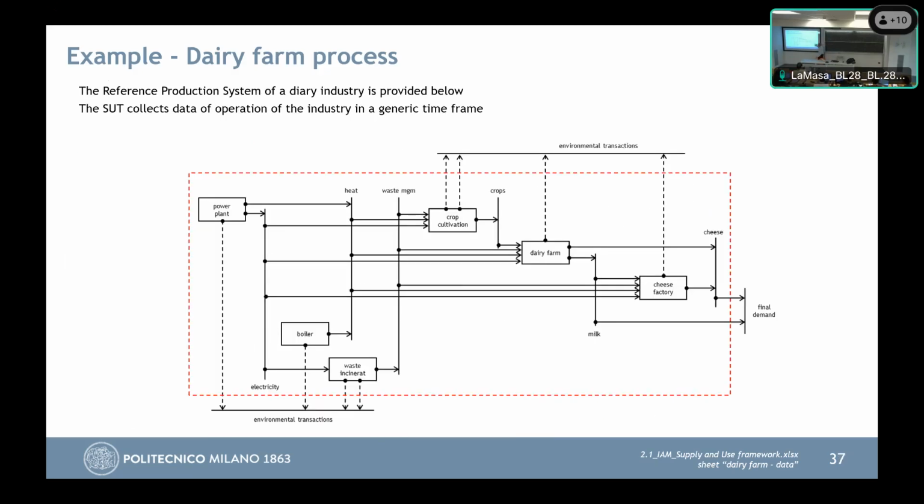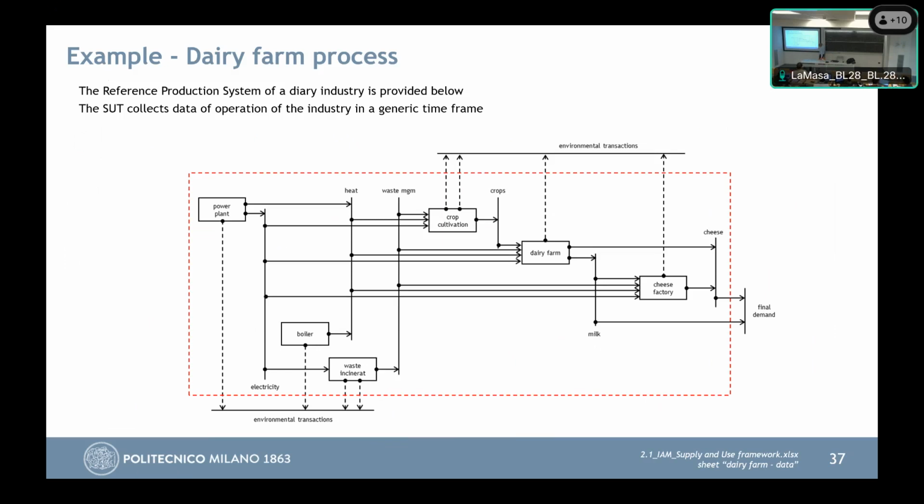So you see that we have a system that is composed of 1, 2, 3, 4, 5, 6 technologies. And then how many flows do we have here? We have electricity, heat, waste management, crops, milk, cheese. So we have 6 flows. 6 flows, 6 technologies. So we are arranging data in square tables, okay? So in principle, we won't have problems in applying either the industry-based or product-based technology assumption in this case, because we have square tables, square make, square use, that's fine.